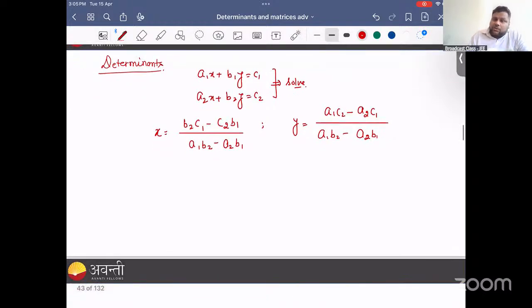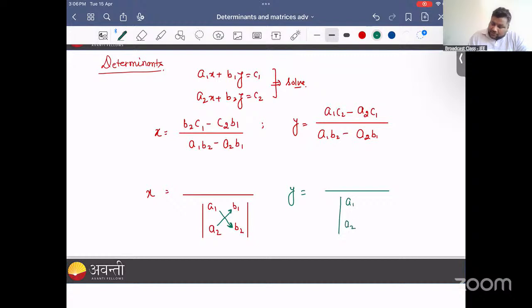Now there is a way to write these equations. The value of x has denominator A1, A2, B1, B2 as a determinant. How? Multiply in downward order minus the product in upward order: A1 B2 minus A2 B1. I'll talk about the numerator later. Y also has the same denominator, A1 A2 B1 B2, which is again A1 B2 minus A2 B1.